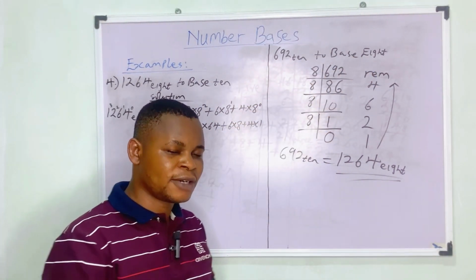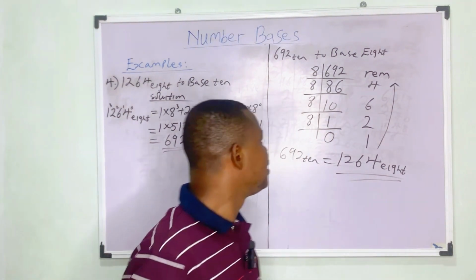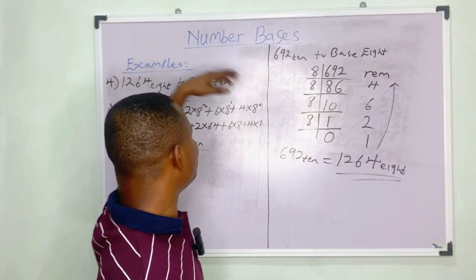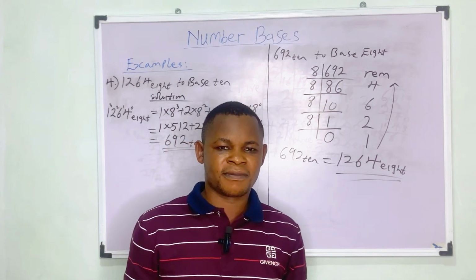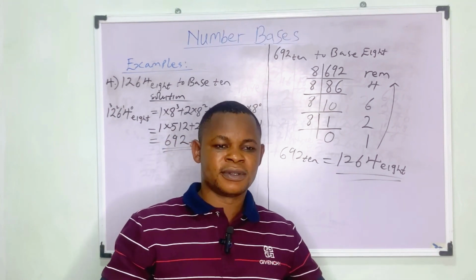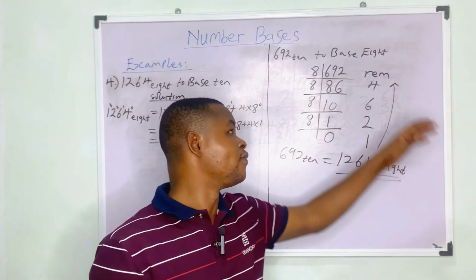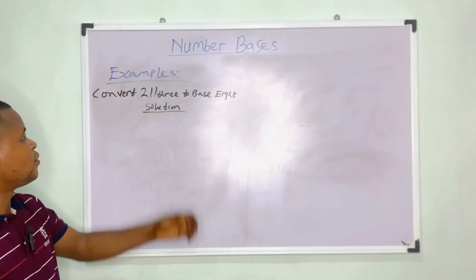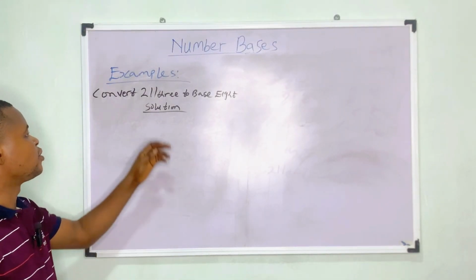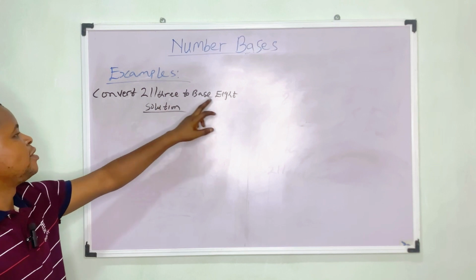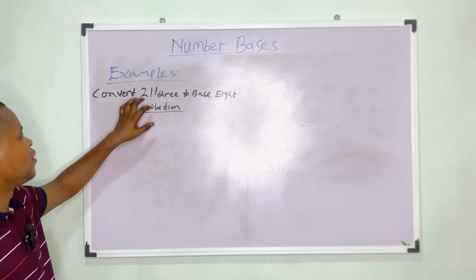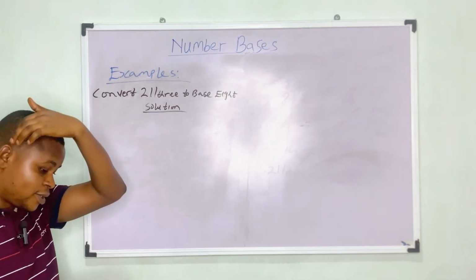Now, let's solve an example whereby we won't be dealing with base 10 and we won't be dealing with base 2. I want to convert from two different bases that don't involve base 10 or base 2. Let's solve this example. We have to convert from base 3 to base 8. We have to convert 211 in base 3 to base 8.